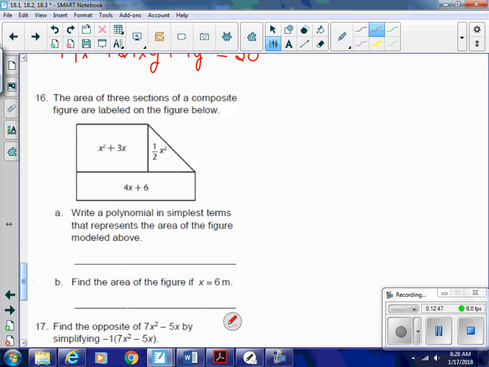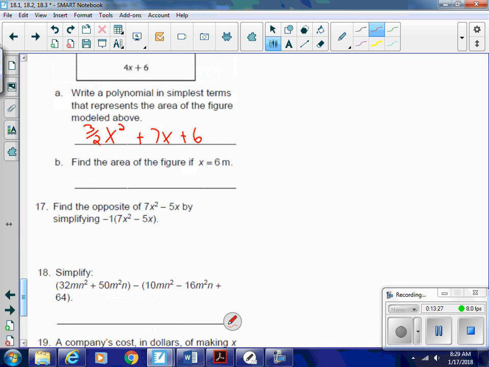All right, number 16, the area of the composite figures are labeled below. So these are all the areas, and they just want to find the simplest form that represents the total area. So this is just an addition problem. So all of my x squareds combine to be 3 halves x squared, if I were to call that 2 halves. My x values add up to 7x, and my constants combine to be 6. And that represents the area of the total figure, all added up.